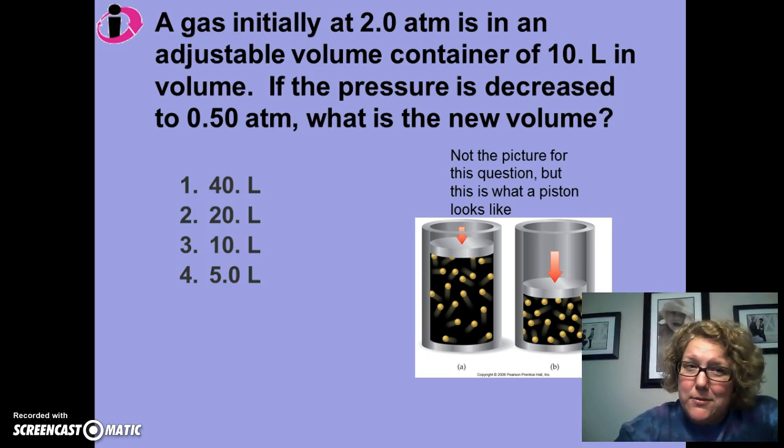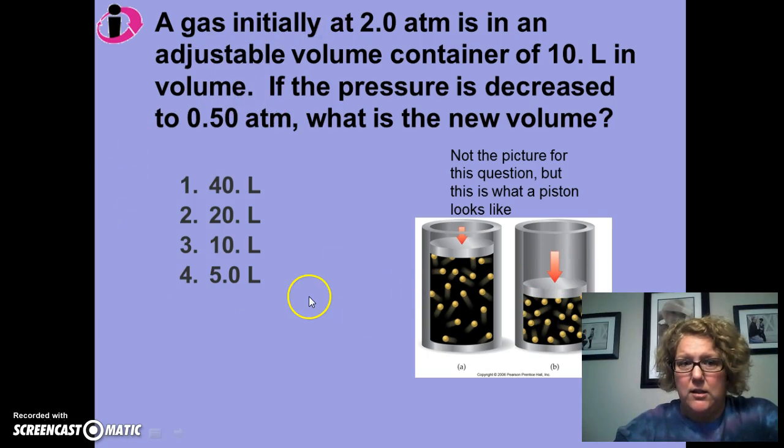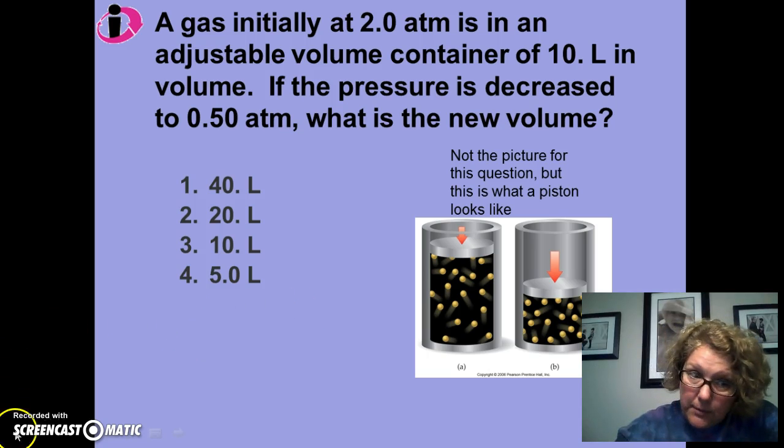All right. Gas initially at 2 atm is in an adjustable container with a volume of 10 liters. If the pressure is decreased to a half an atm, what's the new volume going to be? This is not the picture for this problem, but this is the kind of device they're talking about. A piston, if you know car engines, you'll get this, but it's just a cylinder, and this moves up and down, kind of like a syringe with a plunger. 2 atm is cut in half and then cut in half again. So what's that going to do to the volume? I'm running out of time, so we're going to have to stop here on this question.